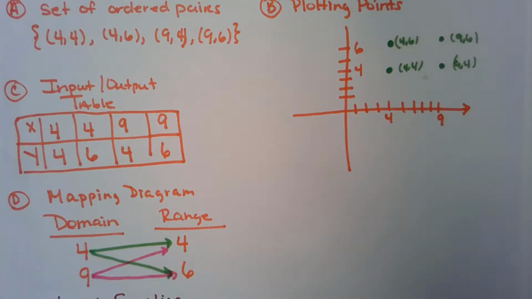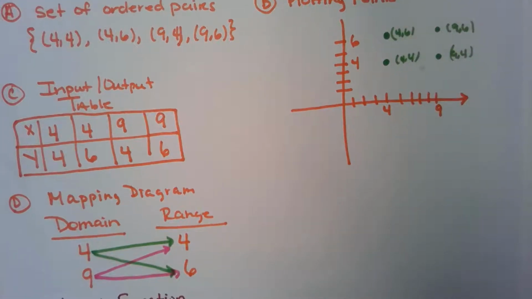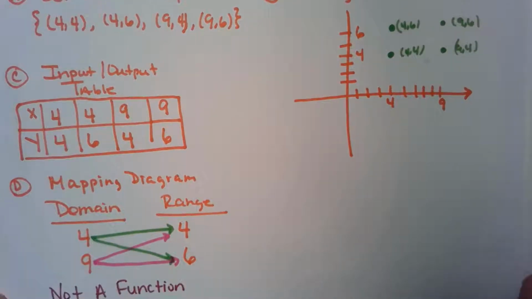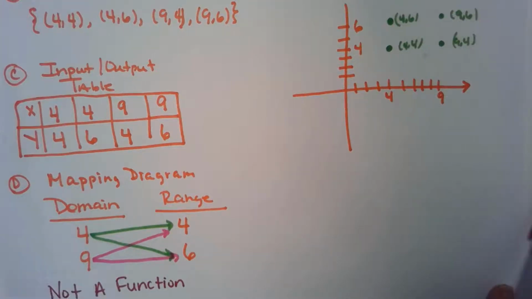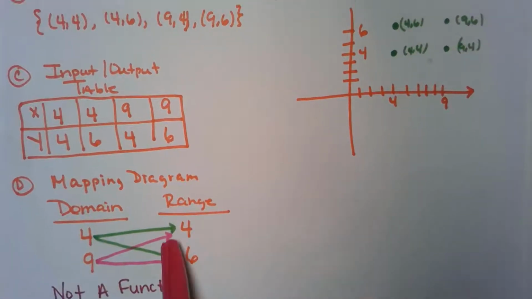I just want you to see that depending on the question, there are different ways that we can represent a relation, a set of ordered pairs: by listing the ordered pairs, by plotting points, by creating an input-output table, or by mapping.